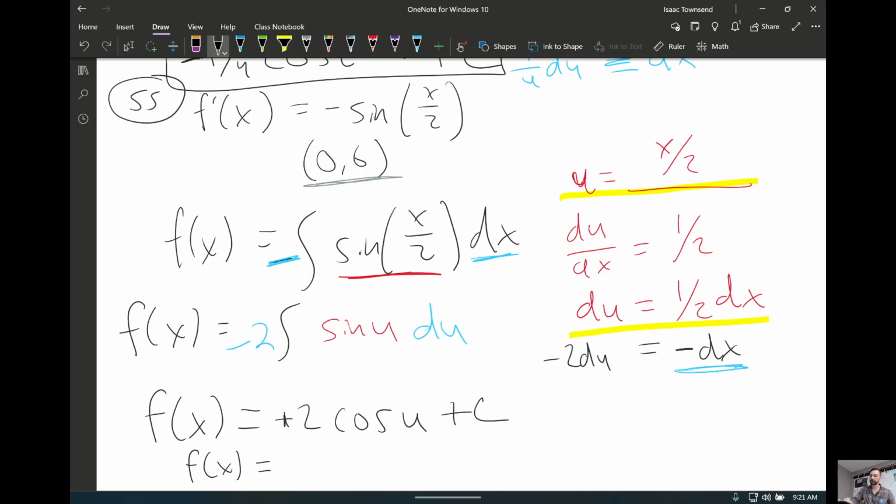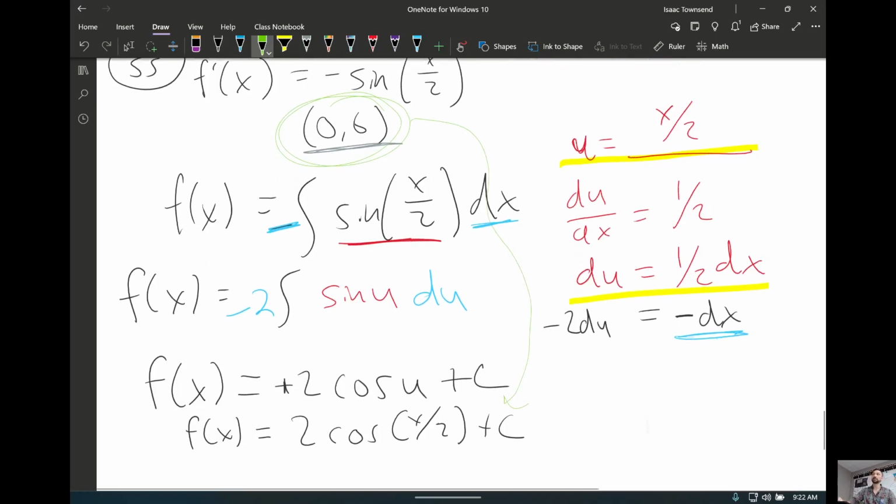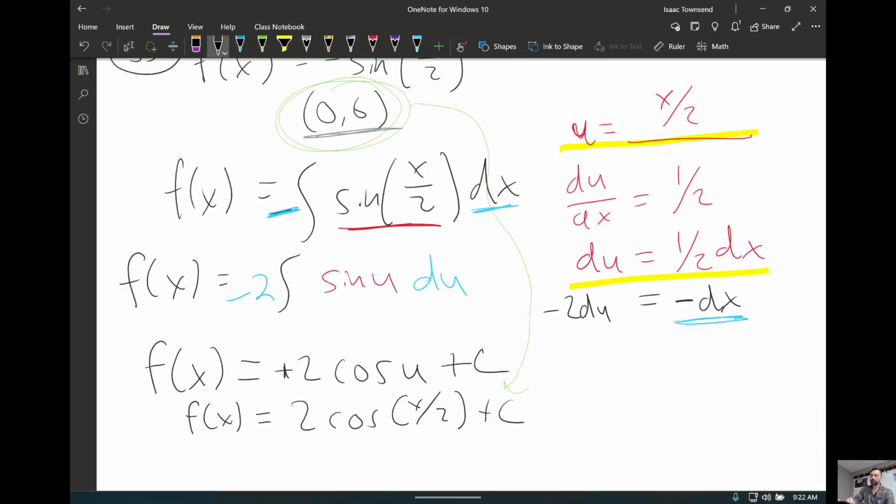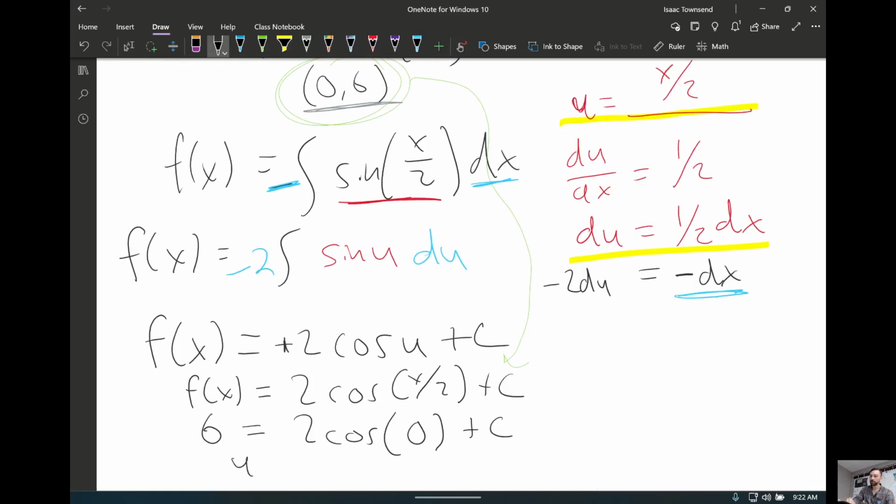Let's go ahead and put this back in place of u. And then finally, you can use the point. This point just gives us enough specifics that we don't have to leave our answer plus C. We know when y is 6, x is 0, so C must be 4. So the real function that has that derivative and goes through that point would be 2 cosine x over 2 plus 4.